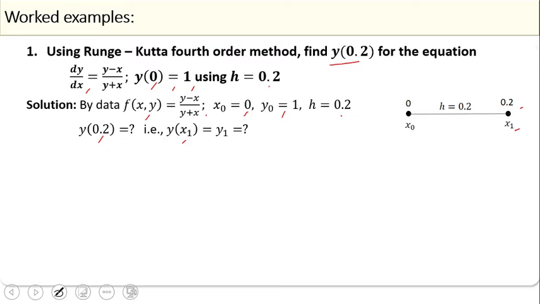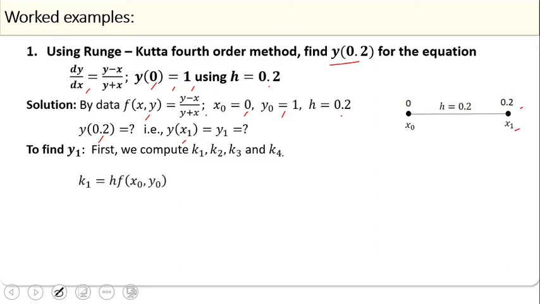So in this problem we have to find the value of y1. To find the value of y1, first we will find the values of k1, k2, k3 and k4 here. Now the formula for k1 is equal to h times f of x naught comma y naught. Now substitute the values of h, x naught and y naught here. Then we get 0.2 times f of 0 comma 1.